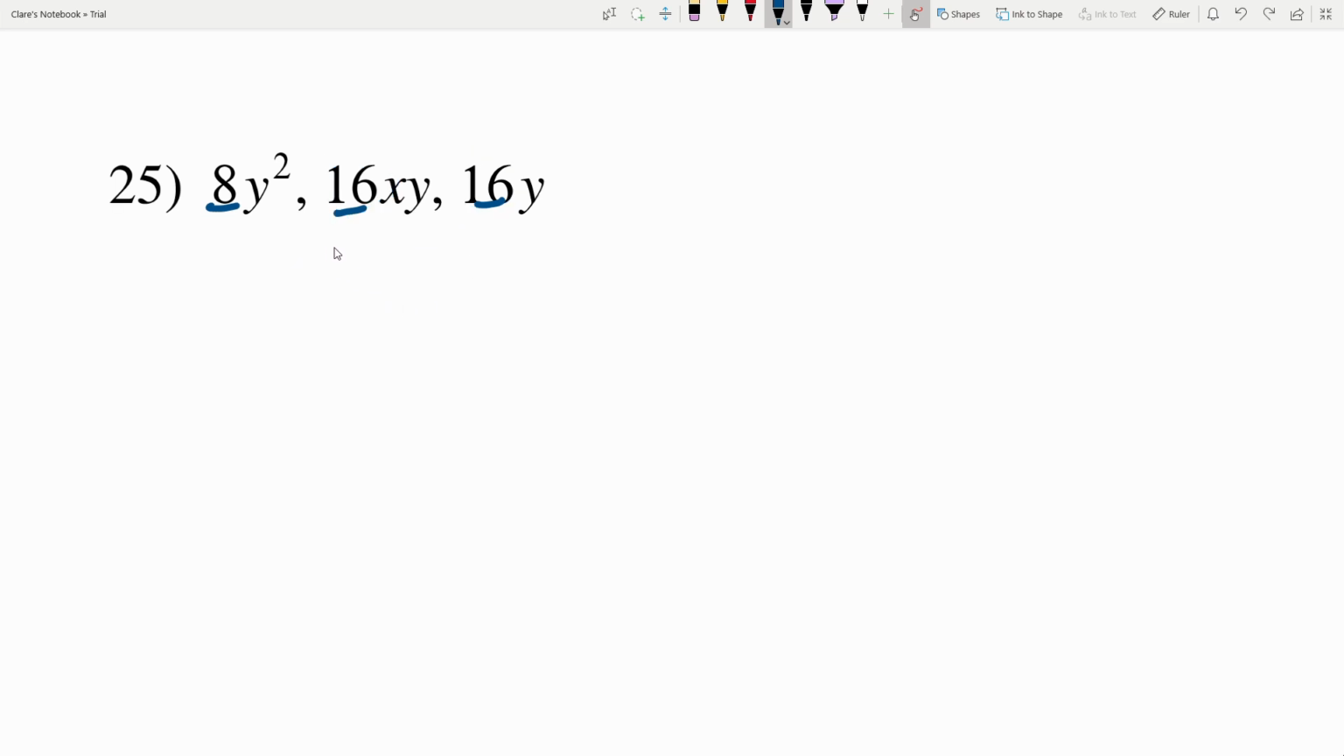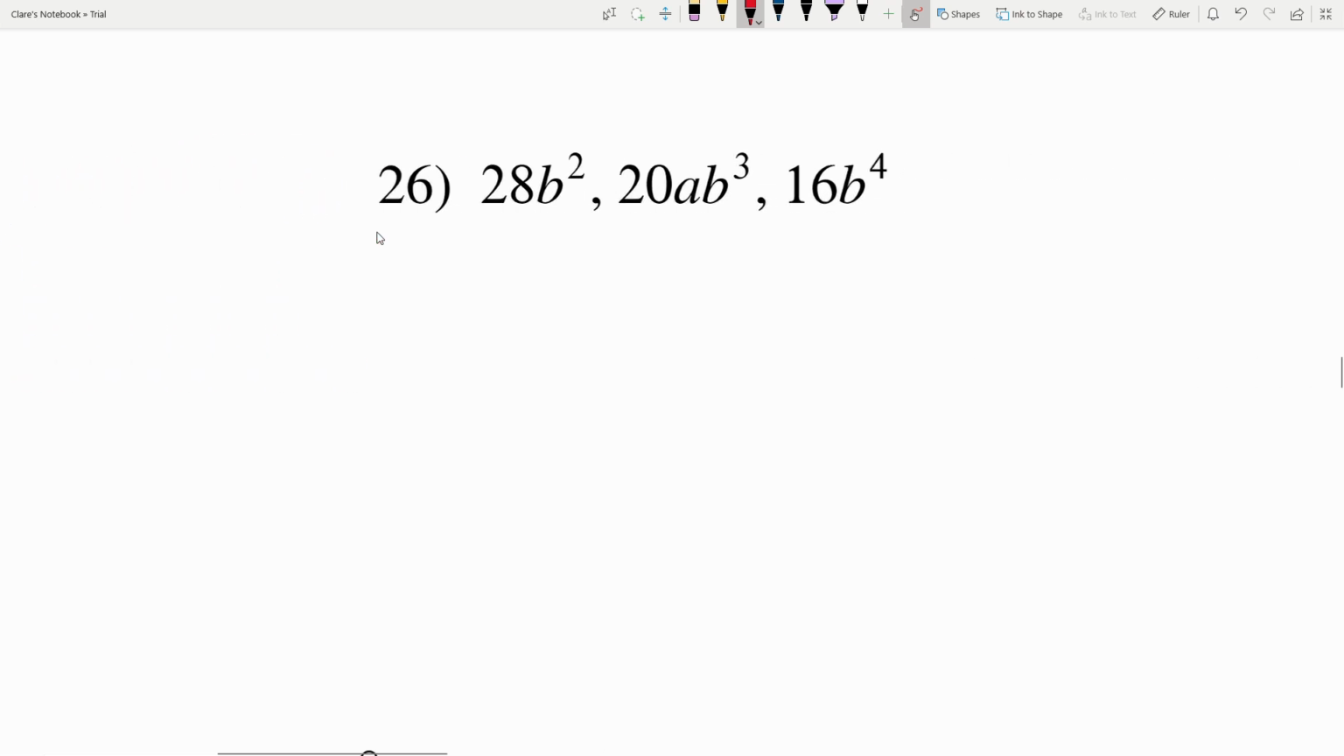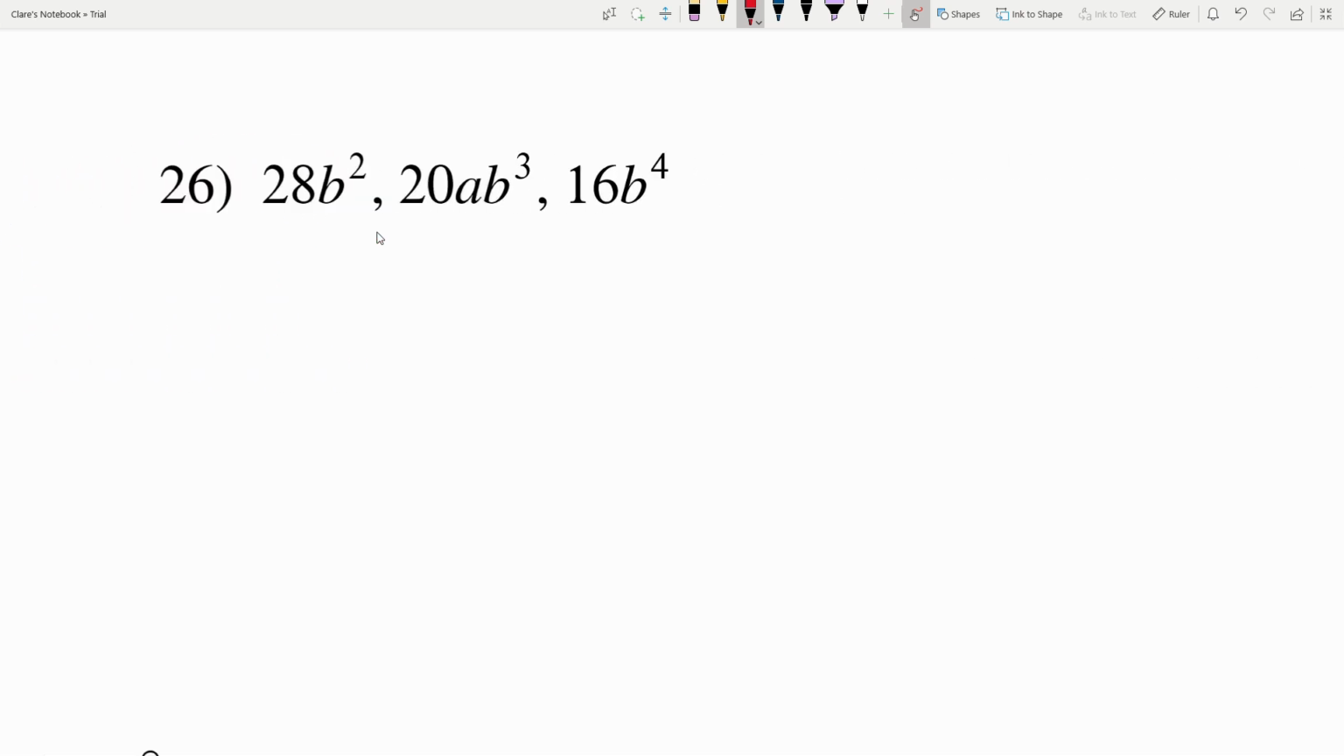So 16 is our LCM among our coefficients, but now we have to deal with our variables. We have a y squared, xy, and a y, so we're going to look for, using our trick, the greatest exponent of each. Among y, that's going to be y squared, and among x, that's going to be x to the first. So 16y squared x is our LCM in number 25. On to our last problem, number 26.